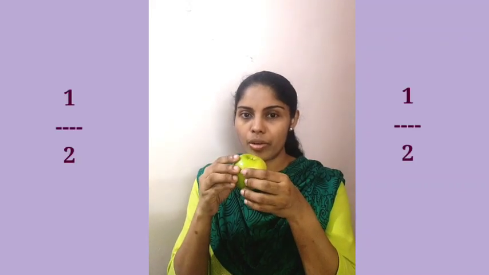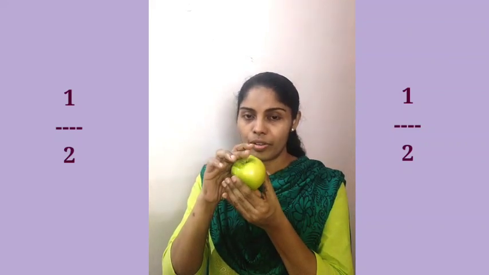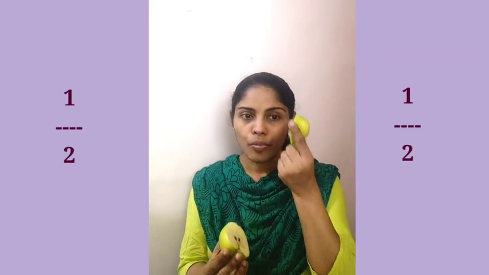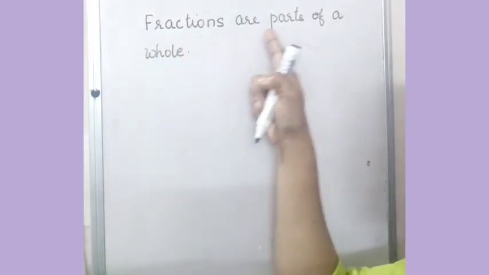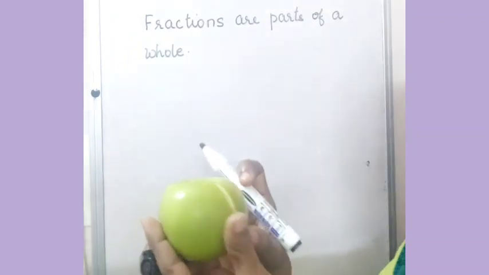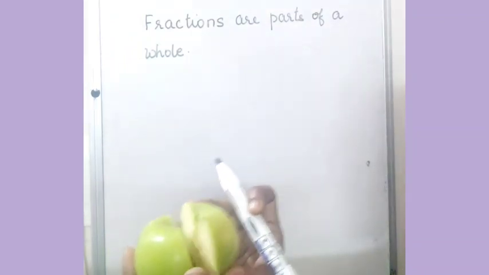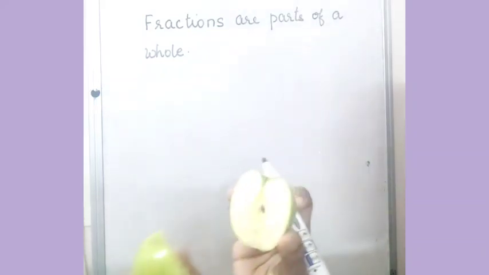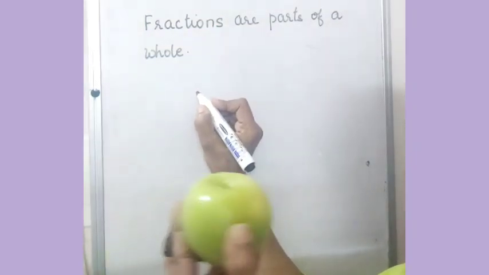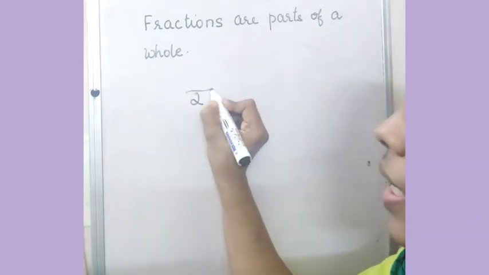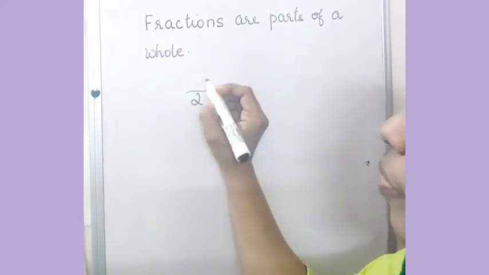Altogether how many parts? Altogether two halves. This is 1 out of 2 parts and this is 1 out of 2 parts. That means 2 parts. As a fraction we can represent this as 1 by 2, and this also as 1 by 2. Fractions are parts of a whole. I cut this whole apple into 2 parts, so now this is a fraction. When we start cutting an object into pieces, there the fraction starts. When I cut this apple into 2, now the total parts is 2 and a fraction of this part is 1 by 2.